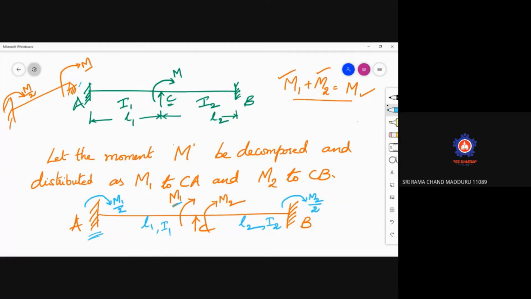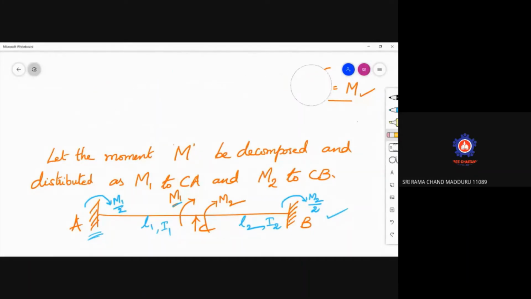I'm waiting for you people to draw this. Completed, sir. Yes, Saidarpan, let me wait for other people also, so that everybody can follow the class.